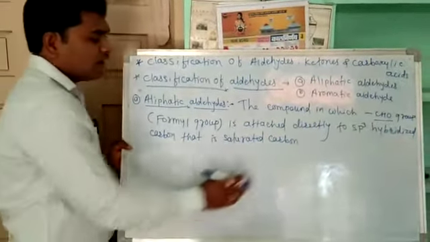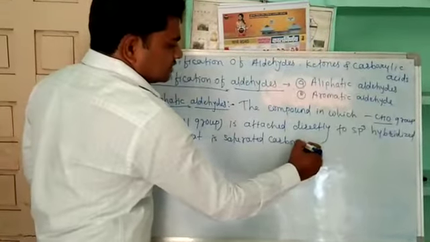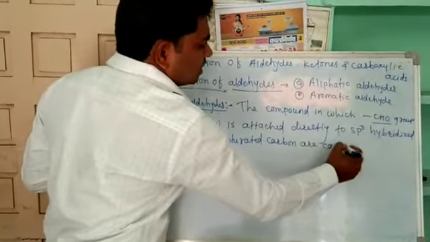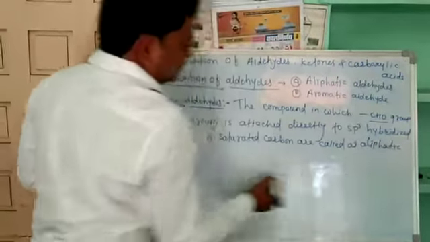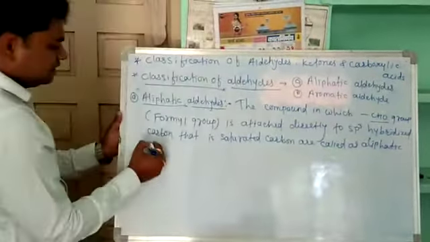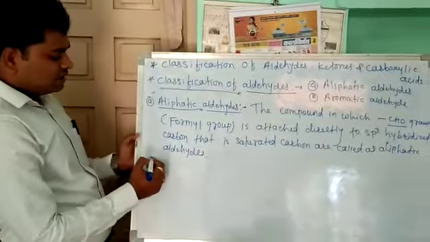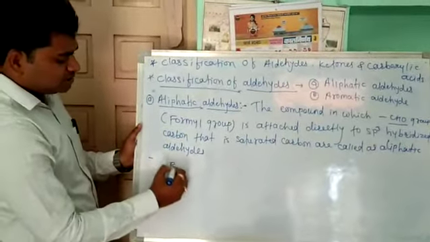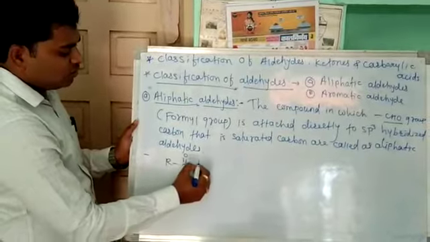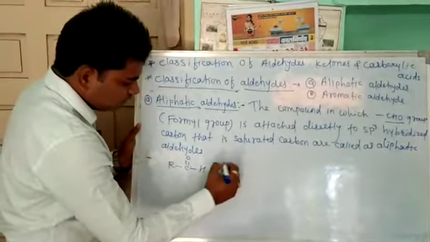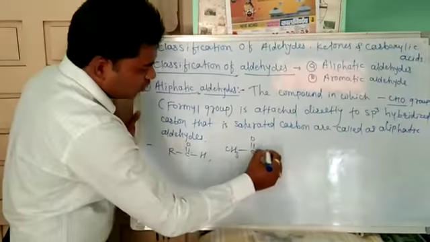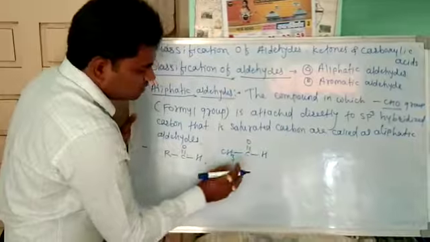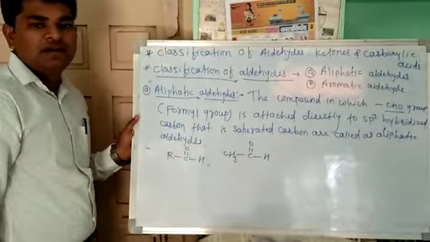are called aliphatic aldehydes. Friends, this is the definition. Now see the example. We know the representation of an aldehyde is R-C double bond O-H. Example: CH3-C double bond O-H. This is an example of aliphatic aldehydes.